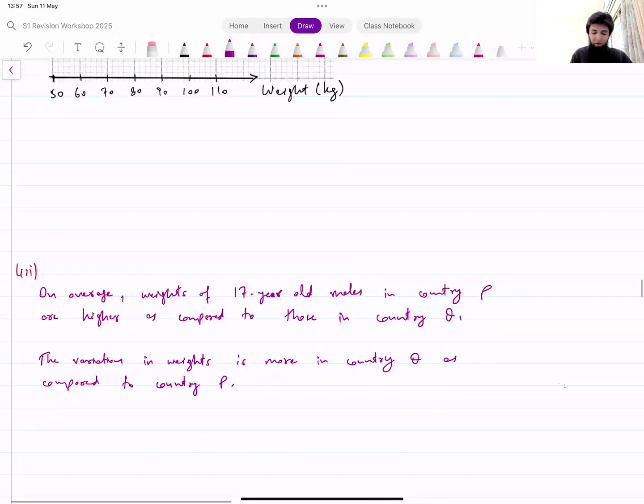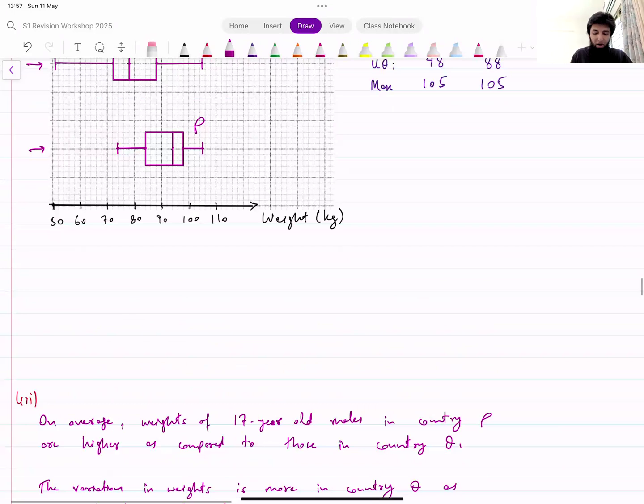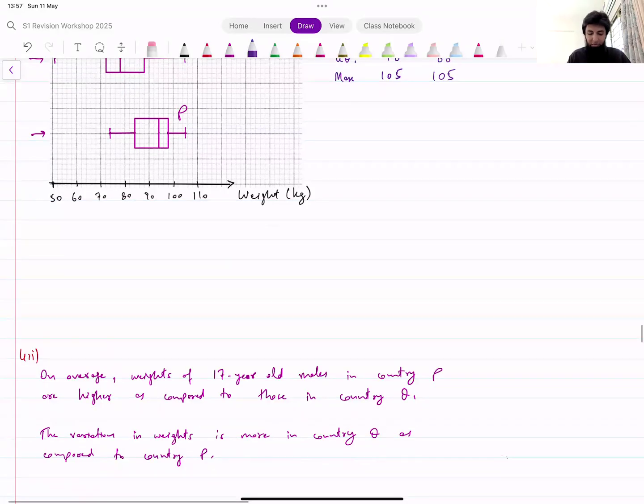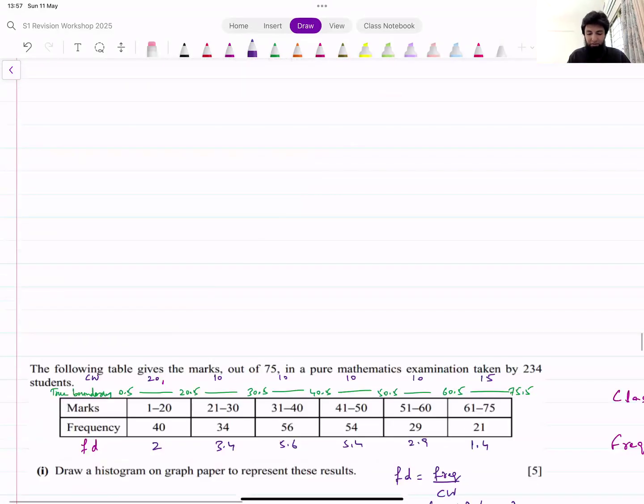So for median, we say on average, we say something like this. We don't write median values. We have to write this in words like this. And for variation, we say the variation in weights. We don't just say standard deviation is this, range is this. We have to use general statements like this.